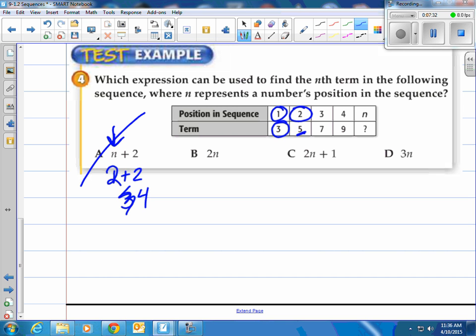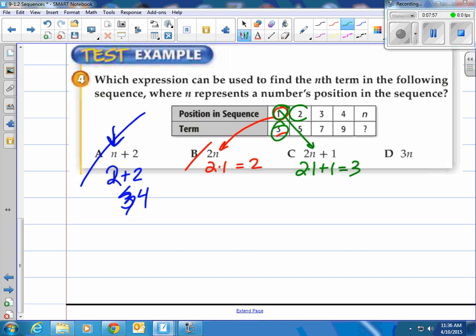How about this B? Let's try that one. Plug it in there. Do this one in red. Take 1, plug it in here. So I got 2 times 1. That equals 2. Well, we're supposed to get 3. So it can't be that. How about C? Let's take our 1, plug it in for n here. 2 times 1 plus 1. That equals 3. That's good, because that's what we're looking for.